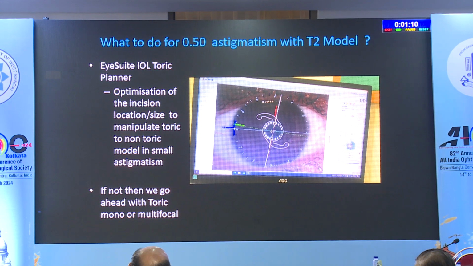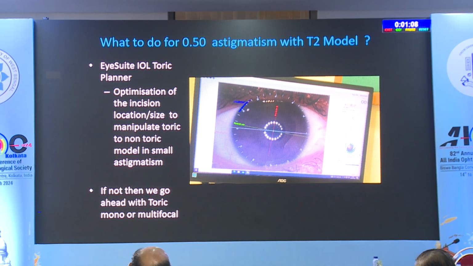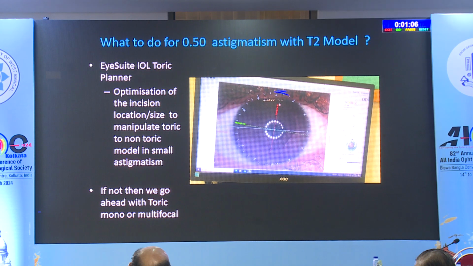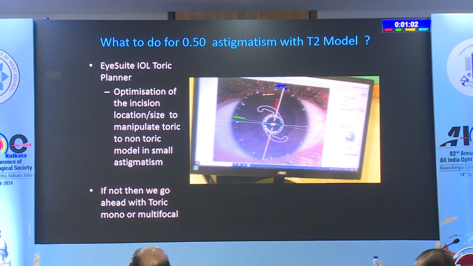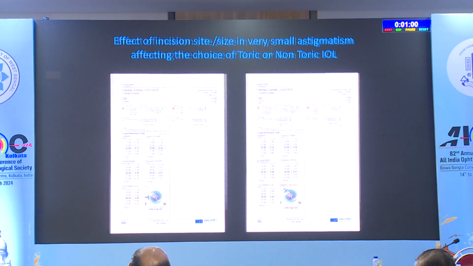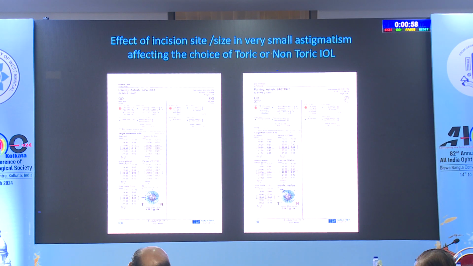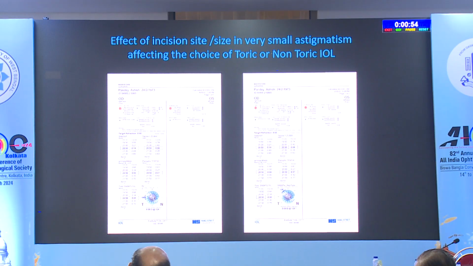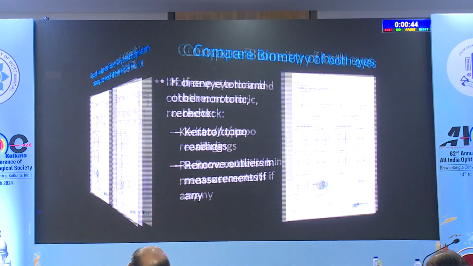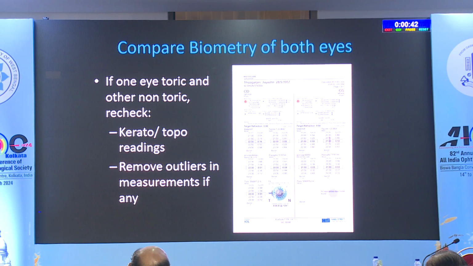So if you see here, I've changed the incision size and the T2 model has become non-toric, if I am not being temporal in this case and I'm using a superior incision. So for very small astigmatism, you can do that as well. This was a similar case where after changing the axis, in the first case, on the temporal axis, it's coming as a small model of T2, and when I change the incision size, it's becoming a non-toric. So you're also making it cost effective for the patient with the same result.